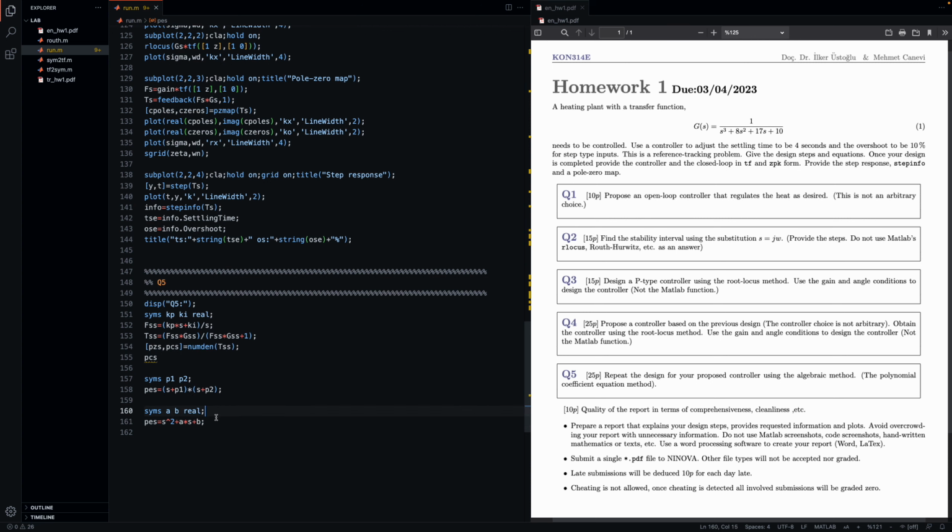Here I can claim that A and B are real values because these are coefficients of a polynomial, and we always work with real coefficient polynomials, so that's not a big deal. But you cannot claim the same for P1, P2 because they could be complex conjugate pairs. So the only thing that you can claim here is that P1 and P1 conjugate is the thing that we are looking at. So that's the only thing that we can do here.